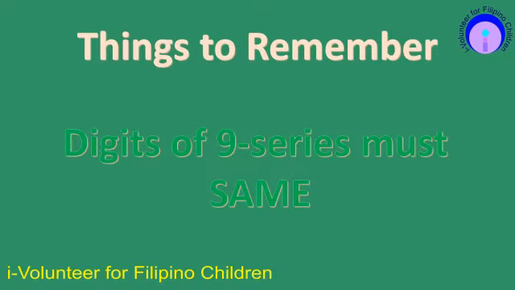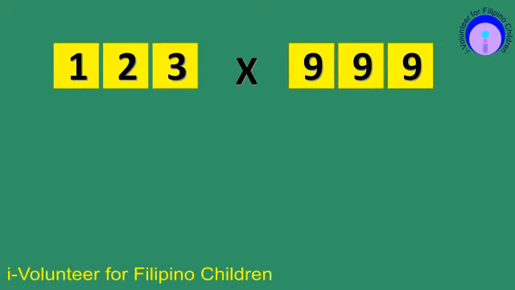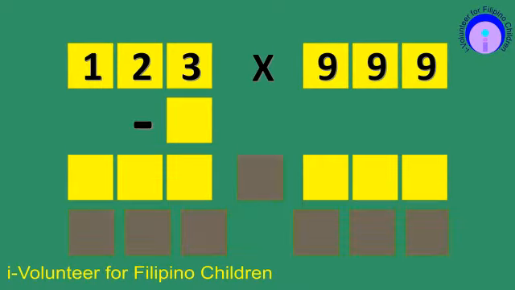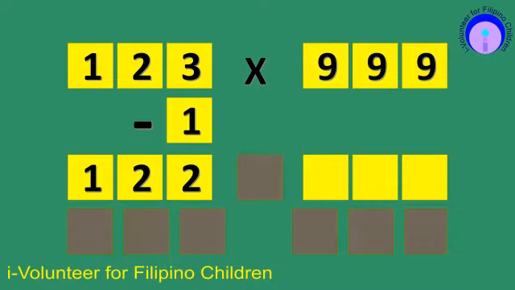Things to remember when multiplying number series whose digits are the same. 123 times 999. First, we have to subtract 1 from 123. The result is 122. Now, we have to find the complement of 122. 1 needs 8 to become 9. 2 needs 7 to become 9. And the last digit, 2, needs 7.